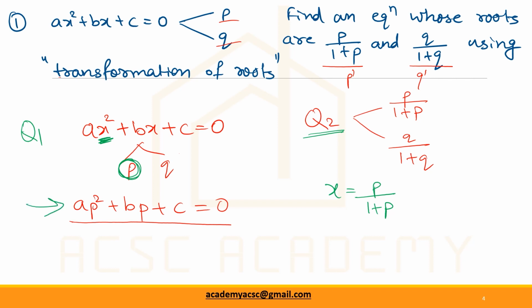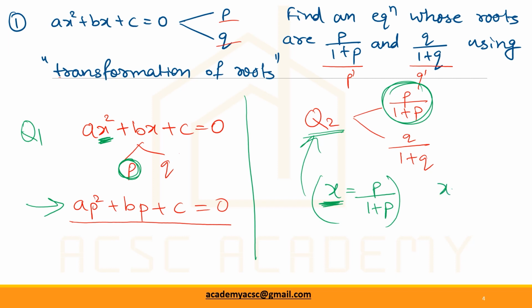In the same way, in q2, if I substitute one of the roots in place of x, then it should satisfy q2, right? Yes. Now using this concept, I will simplify this. I will cross multiply it and write it as x plus xp equal to p. From this I will find the value of p as x upon 1 minus x. You can simplify it and this is the value you will get for p.